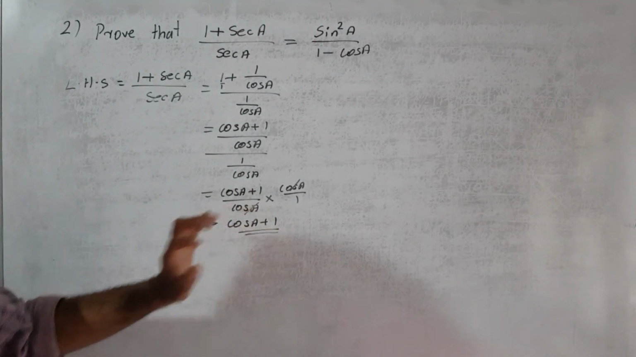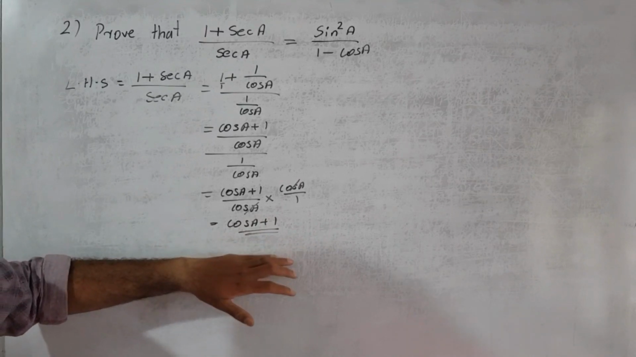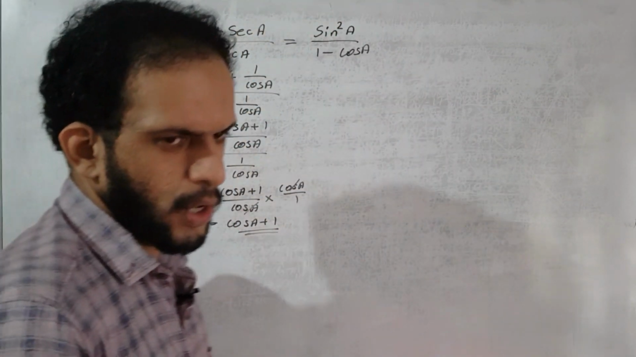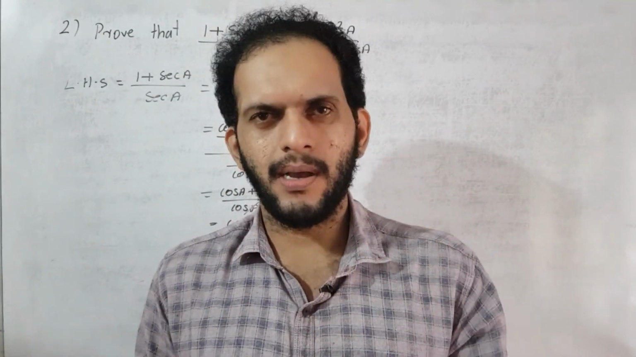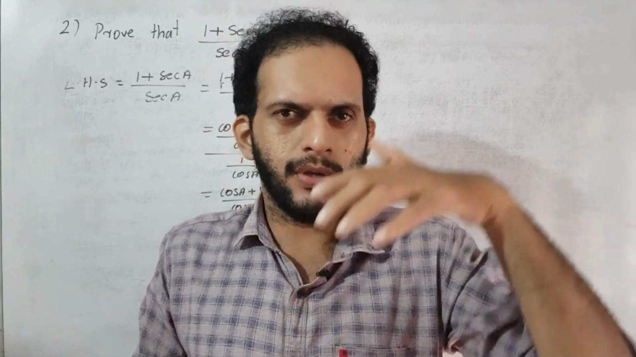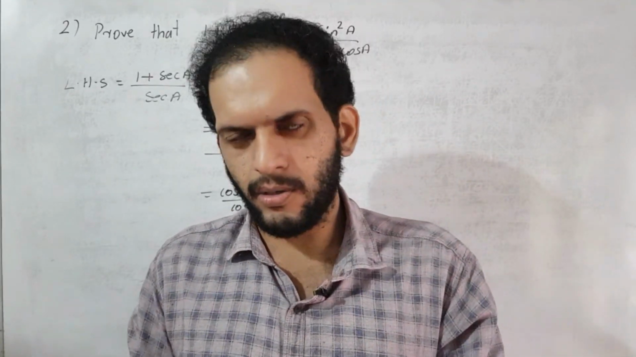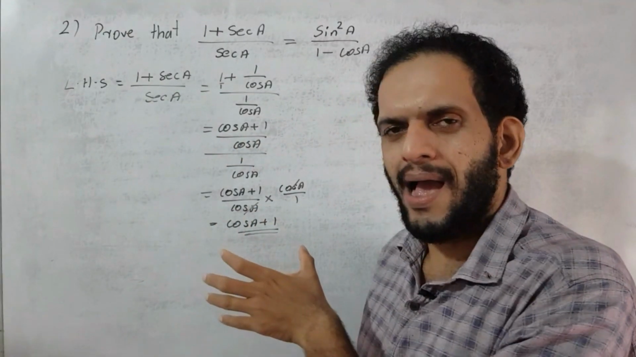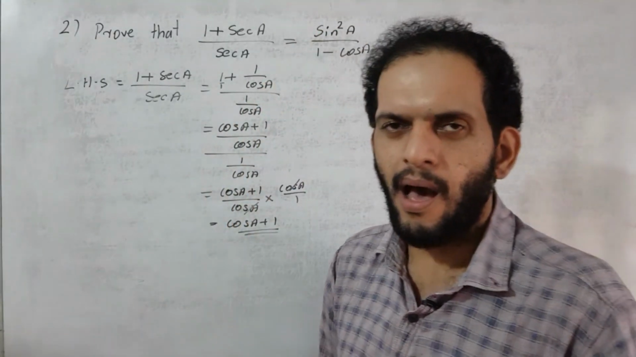So we got the base form cos A plus 1, but what do we actually want to get? We want to get the result sin square A by 1 minus cos A. So I told you, if we get it like this, we have two ideas. The first one is we stop the LHS here and start from the RHS. Or otherwise we rearrange this in as many steps as needed to get the result RHS.